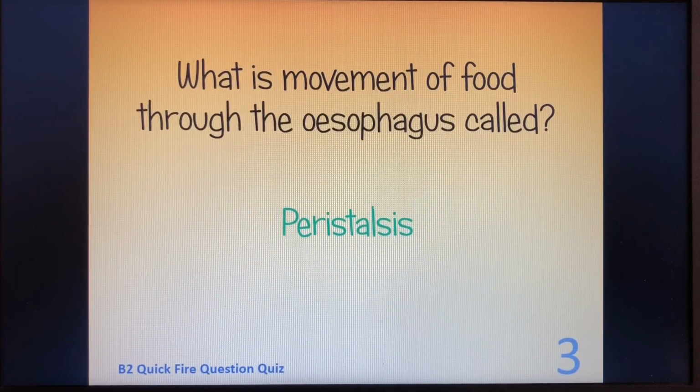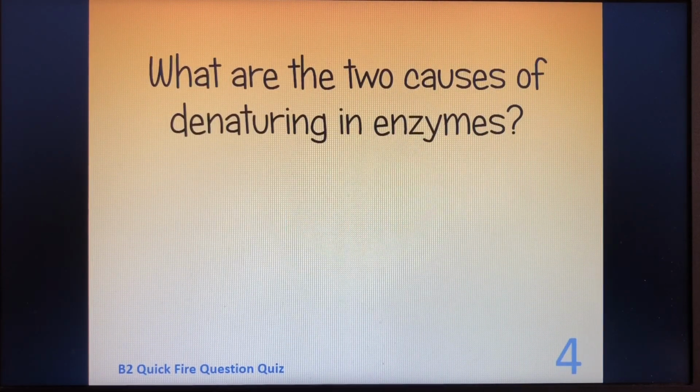Peristalsis. Difficult one to remember, that one. Brilliant if you can throw it into an exam question. Okay, question 4. What are the 2 causes of denaturing in enzymes? So enzymes can denature and then they are no longer useful. What could cause that to occur?